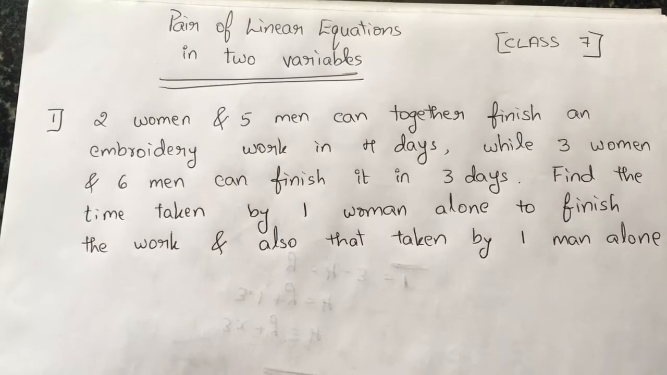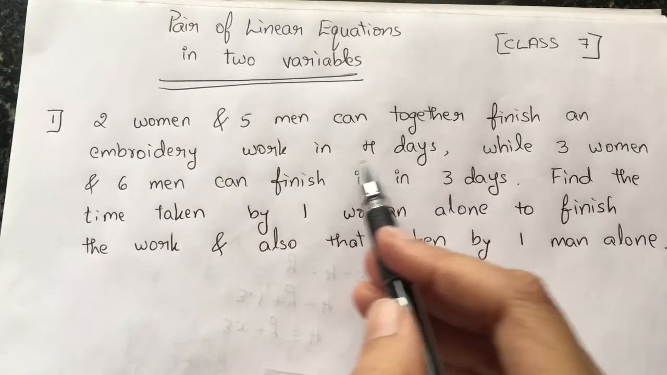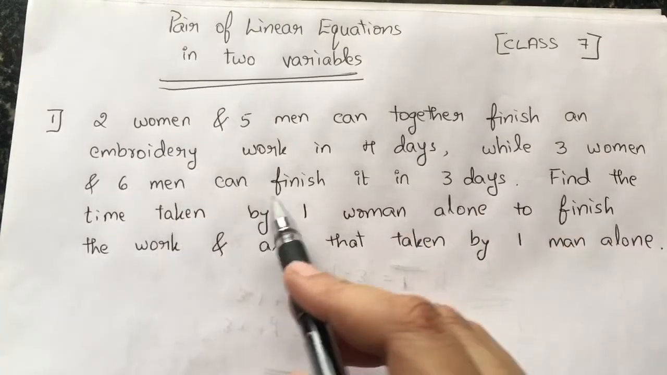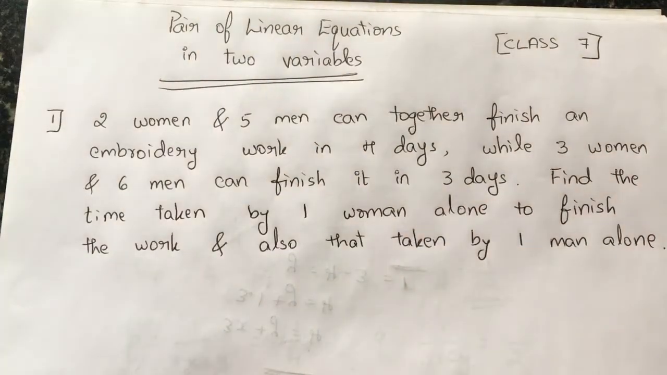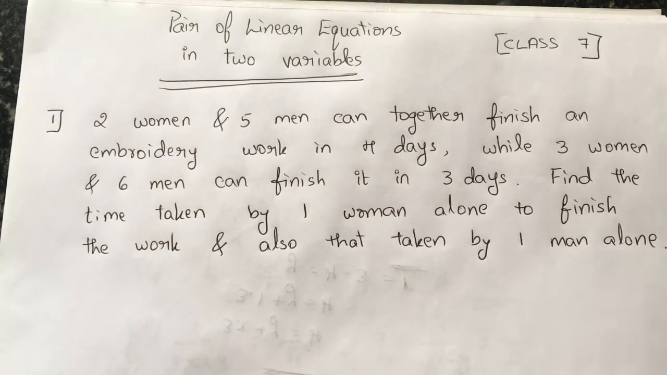2 women and 5 men can together finish an embroidery work in 4 days, while 3 women and 6 men can finish it in 3 days. Find the time taken by one woman alone to finish the work and also that taken by one man alone.